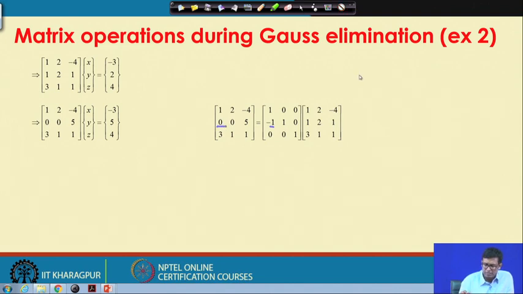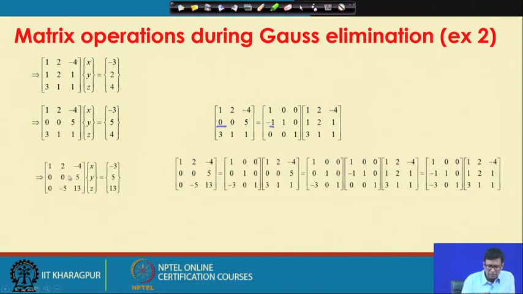The next step is doing it for the third row: the first row will be multiplied by 3 and subtracted from the third row.